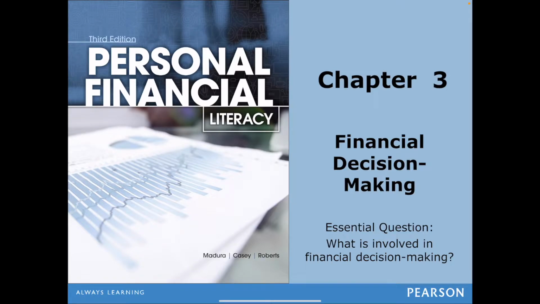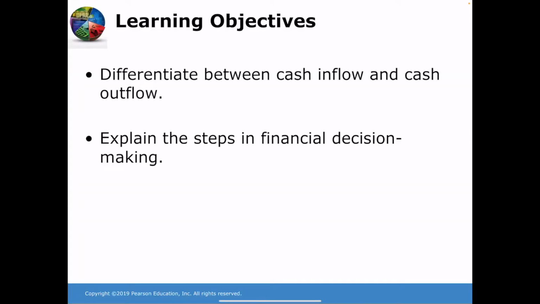Chapter 3 is financial decision making. An essential question is, what is involved in financial decision making? The objectives are to differentiate between cash inflow and outflow and explain the steps in the decision making process.